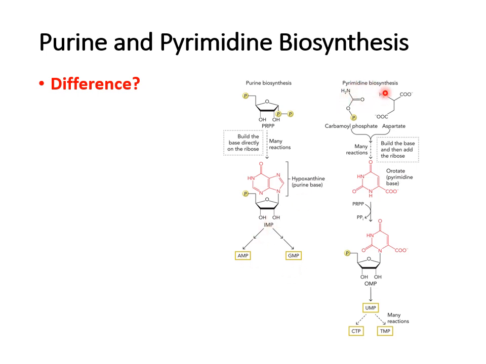Now, pyrimidine biosynthesis. You notice you first have to link together carbamoyl phosphate and aspartate, and that will then form what you see here, the orotate. So this is orotate, and then that gets linked to the PRPP to generate OMP.